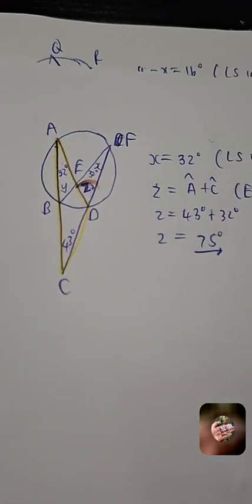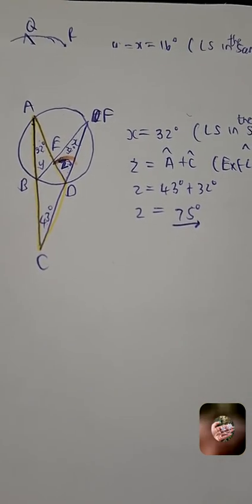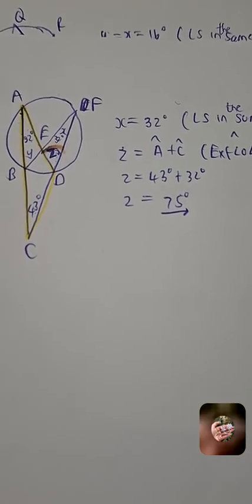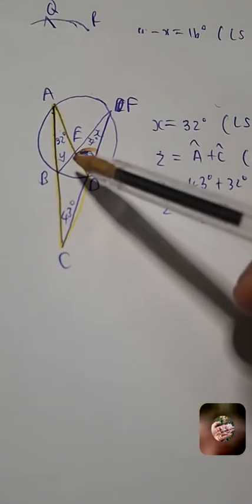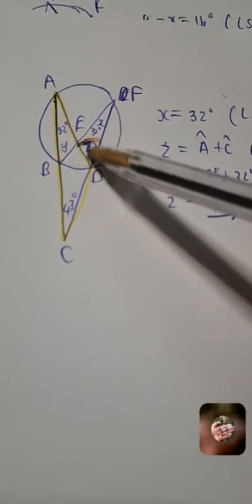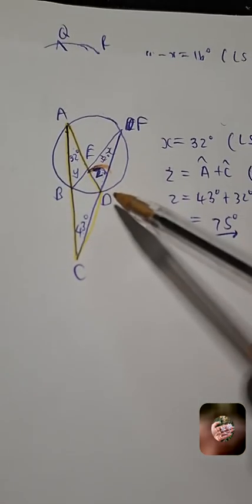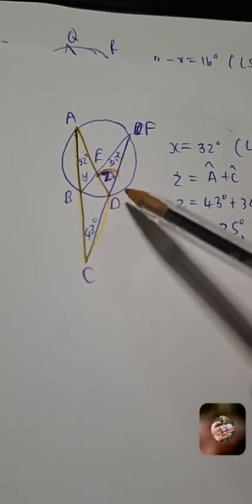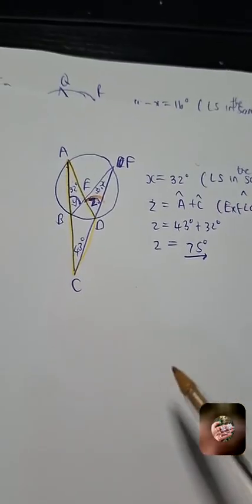Then now that we have 75 degrees, we can go back to the triangle DFE. And then you can find the angle E, so that it can help us to find one of the angles at A, B, and E. So where is Y? Y is this angle. Yes, and that's what we want.